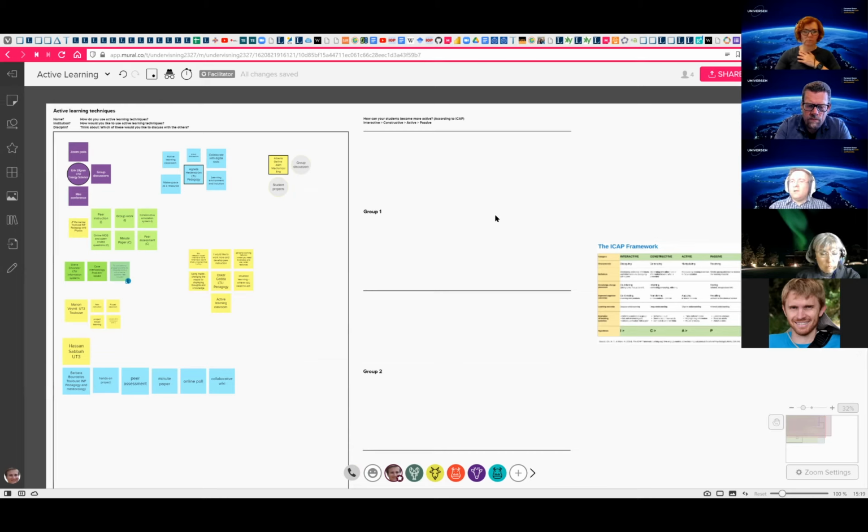And we will proceed topic by topic in no particular order. If you're interested, just ask the others what they think about something, and then we will have a collegial discussion about how to activate our students more. So that is the purpose of this second part of the mural exercise.